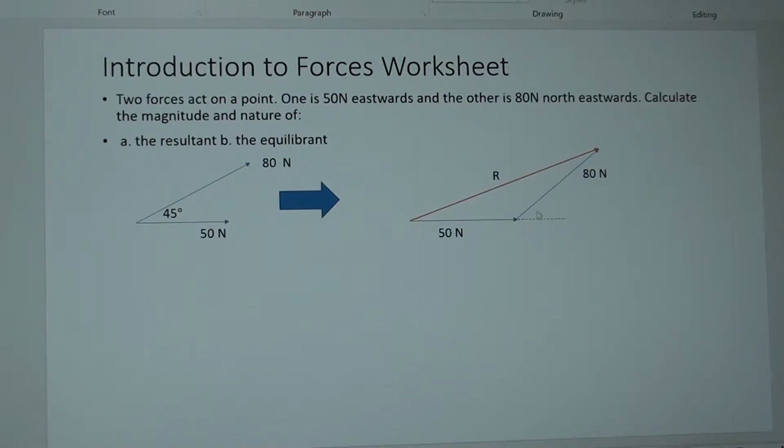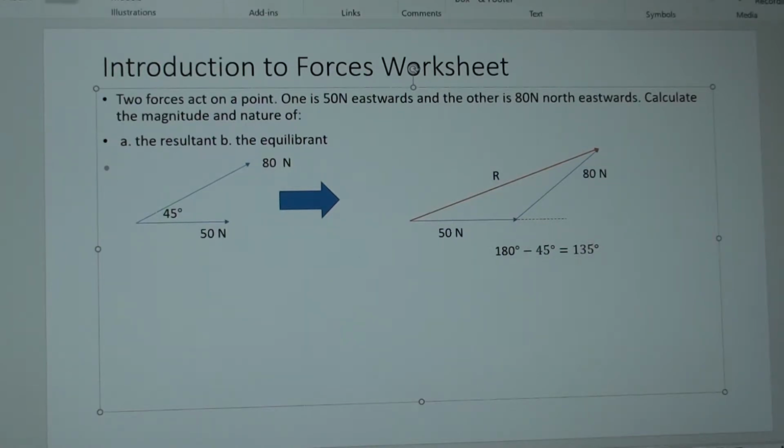Now we know this angle is 45 degrees because the question states it is traveling north eastward. Therefore, if we write the equation for finding the other angle between the 50 and the 80 newtons, I say the total angle is 180 degrees, using the equation editor on PowerPoint, and subtract from it the 45 degrees. That results in 135 degrees, which is indicated in that drawing.